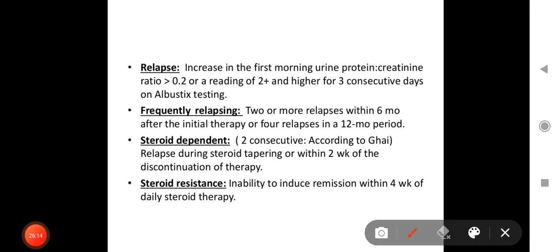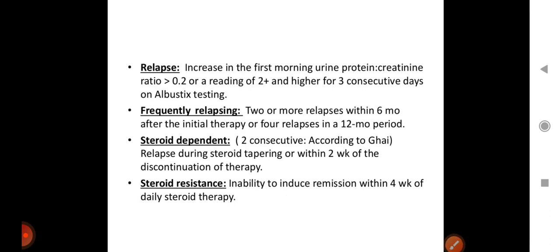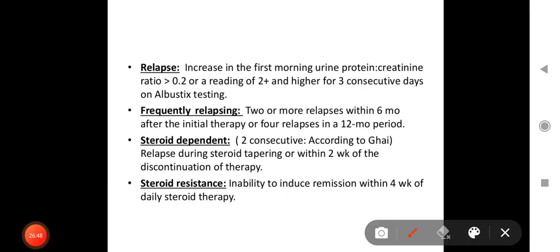Now, what is relapse? An increase in the first morning urine protein creatinine ratio to more than 0.2. It's not 2 now, it's more than 0.2, or a reading of 2 plus and higher for 3 consecutive days on dipstick testing. So this means that now there is relapse. For first time diagnosis, the protein creatinine ratio should be more than 2 and dipstick should be 3 plus or 4 plus. But for relapse it should be more than 0.2, with a reading of 2 plus or higher for 3 consecutive days. If the reading is more than 0.2 and dipstick more than 2 plus for even a single day, then it's not considered relapse. For 3 consecutive days, if it's coming on the higher side, then this is relapse of nephrotic syndrome.